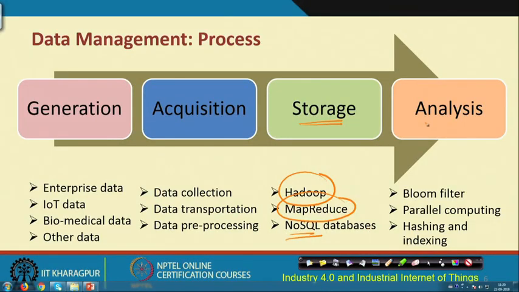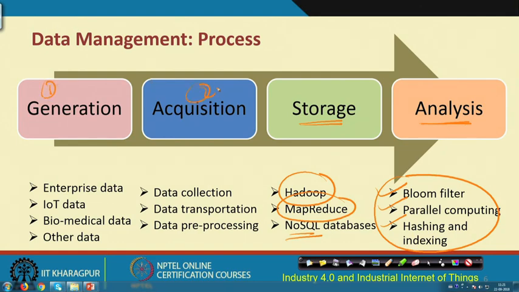And the other thing that I would like to highlight in this particular slide is the analysis. For analysis, you have a large number of computational techniques, including the use of Bloom filters, parallel computing techniques, hashing, indexing, machine learning, clustering, classification, use of neural networks, SVM. All of these can help in different ways for this analysis. So, it starts with generation of the data, acquisition of the data, thereafter storage of the data, and finally, the analysis of the data.